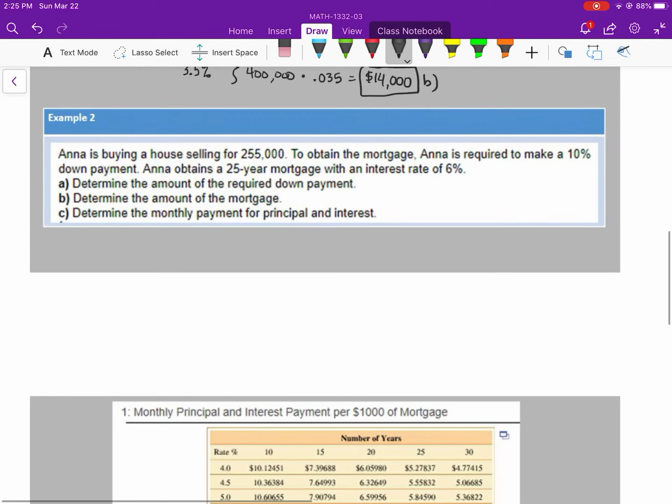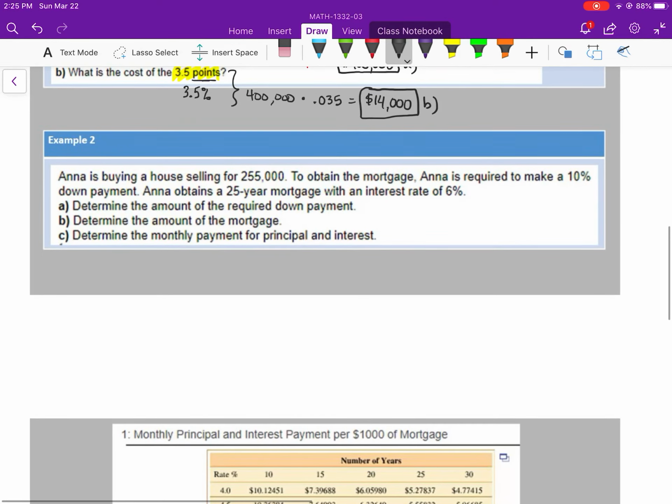All right, notice example 2 has 3 parts to this. Anna is buying a house selling for $255,000. To obtain the mortgage, Anna is required to make a 10% down payment. Anna obtains a 25-year mortgage with an interest rate of 6%. Now notice, whoever this mortgage company is, they're not asking for anything at closing. They're not asking for points at closing with this example. All right, so on A here, we're going to determine the amount of the required down payment, because they didn't tell us that right at the beginning. But it does say to obtain the mortgage, Anna is required to make a 10% down payment.